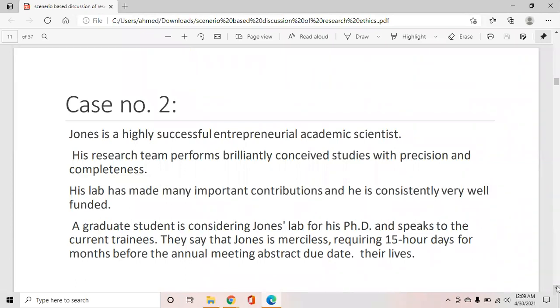Case number two. Jones is a highly successful entrepreneurial academic scientist. His research team performs brilliantly conceived studies with precision and completeness. His lab has made many important contributions and he is consistently very well funded. A graduate student is considering Jones's lab for his PhD and speaks to the current trainees. They said that Jones is merciless, requiring 15 hours a day for months before the annual meeting abstract due date.